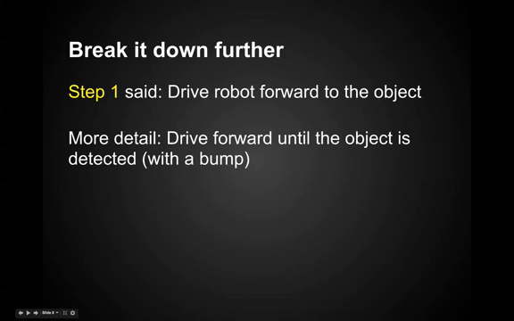Drive robot forward to the object. We could say drive forward until the object is detected. This is an important distinction that we want to make sure we include. So how we will detect the object is important. Here I've suggested a bump, some sort of bumper sensor. But we want to make sure we're not just driving forward blindly. And this is an opportunity to indicate that, which will relate directly to our code.